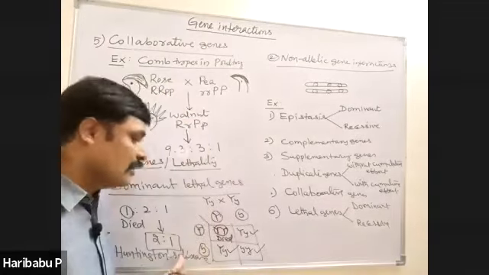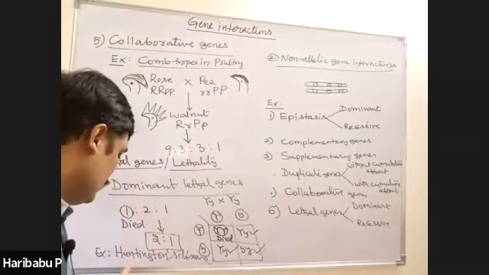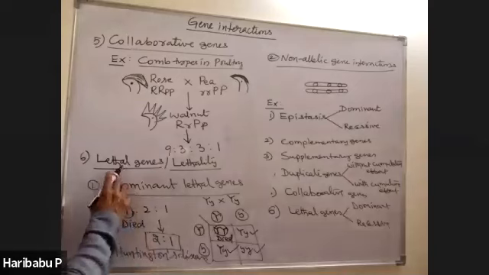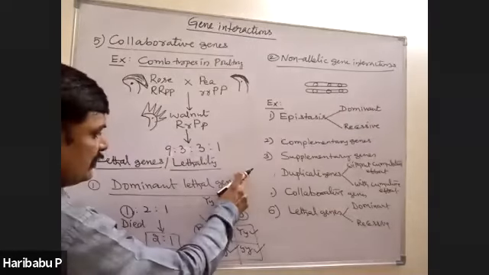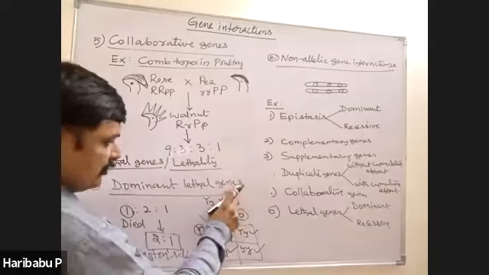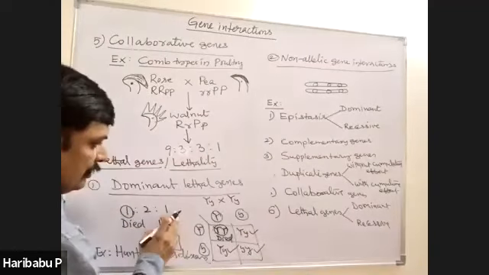It is a neurological disorder in humans. That is Huntington's disease. I think you understand. Lethal genes are dangerous genes. It is of two types: one, dominant lethal genes, and another, recessive lethal genes.